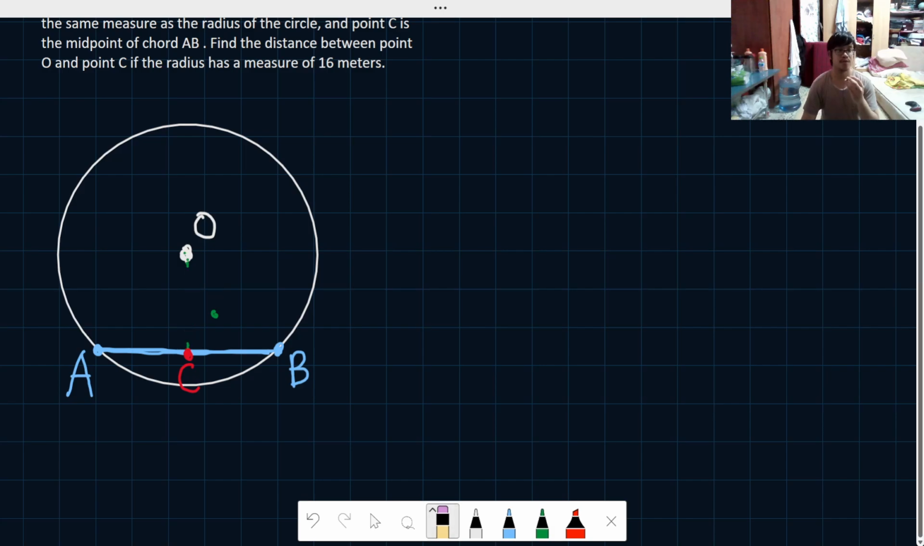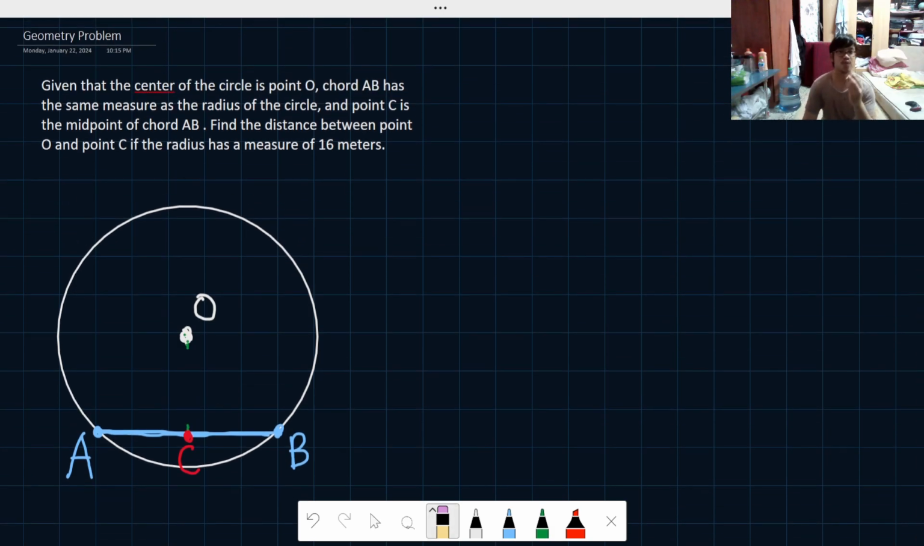All right, so here's what we're going to do first. First is we need to know the givens carefully. We have to be analytical when it comes to this. So yes, we have the center, which is point O, that's already given. Then next, we have a chord AB, which is already here.